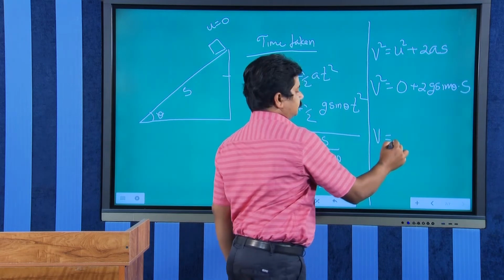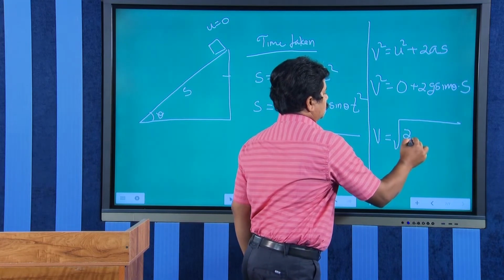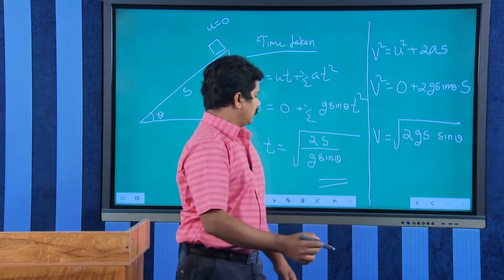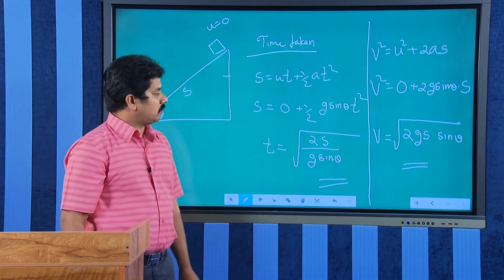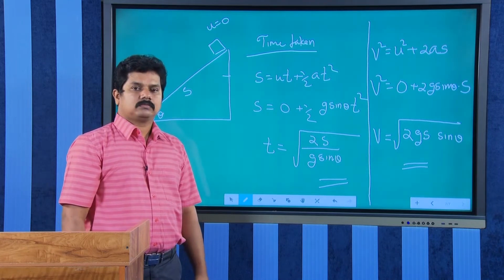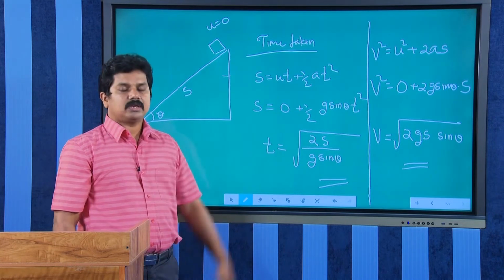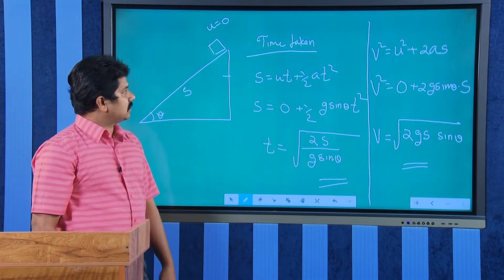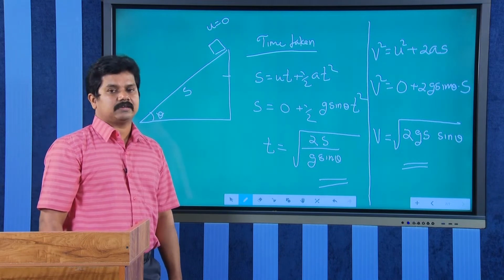So, what is v? v equal to root of 2 g s sin theta, that will be the velocity of the block on reaching the bottom of the plane. Velocity of the block on reaching the bottom of the plane will be root 2 g s sin theta. So, these are the results we will get from this motion of this block along an inclined plane.